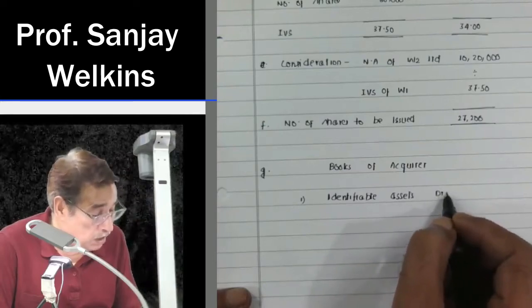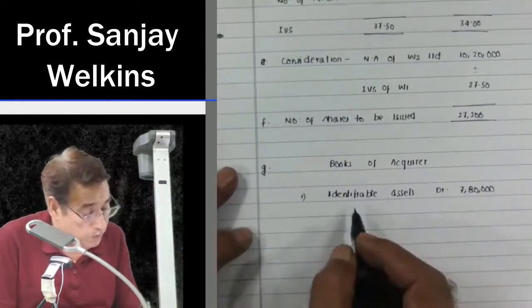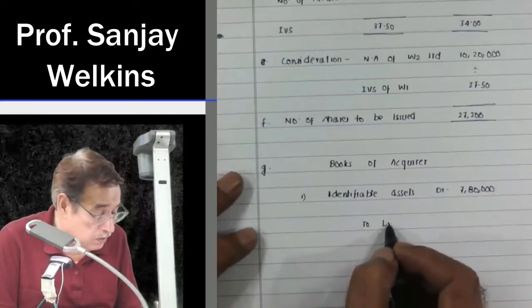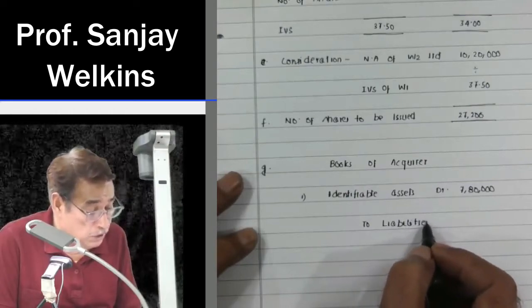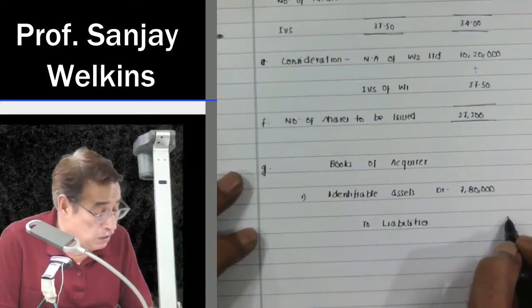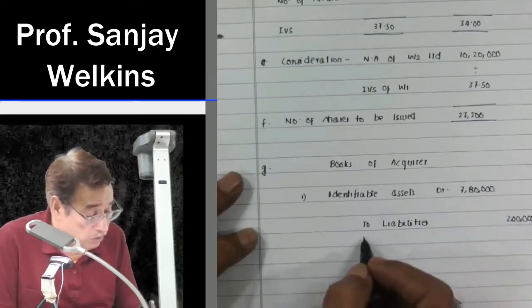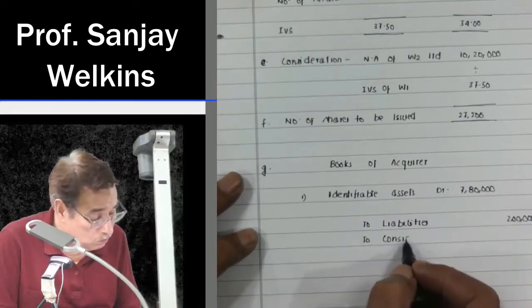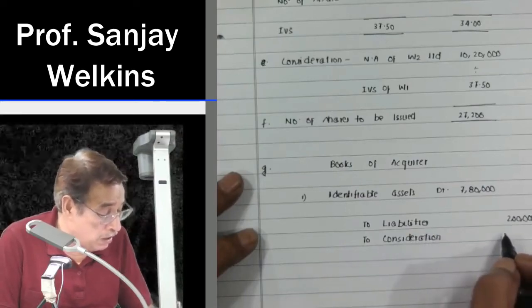Identifiable assets account debit. If I total all the assets of W2 Limited, 7,80,000 it will be. Then I am going to write here liabilities. 3 liabilities were there, and if I total those liabilities, 50, 50 and 1 lakh, it will be equal to 2 lakh. Then I will write here consideration. Amount of consideration is 10,20,000.